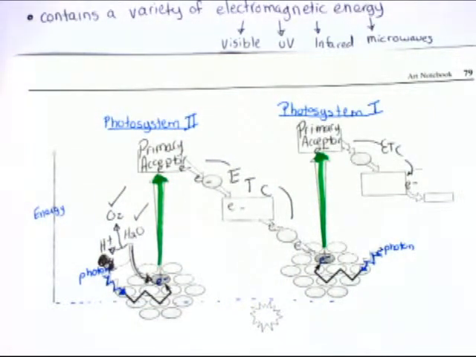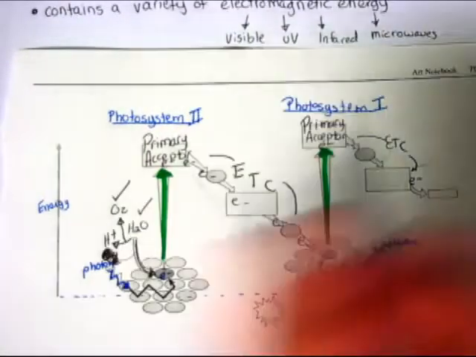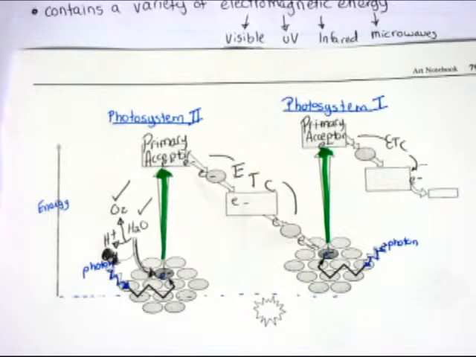Wait a minute. Yep. They're numbered backwards. All based on timeline of discovery. Photosystem 2 occurs before photosystem 1. Which is higher in energy, photosystem 1 or photosystem 2? Photosystem 1 is higher in energy.